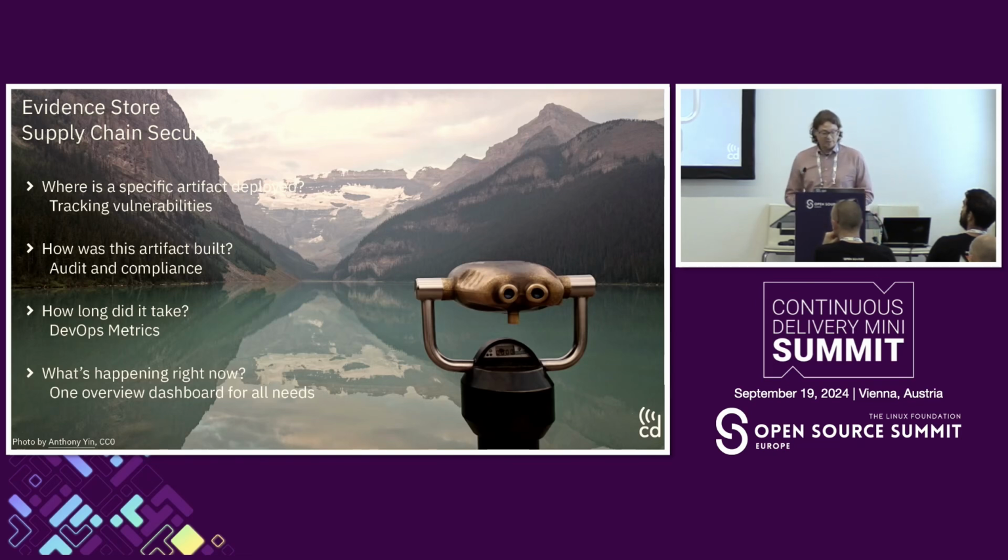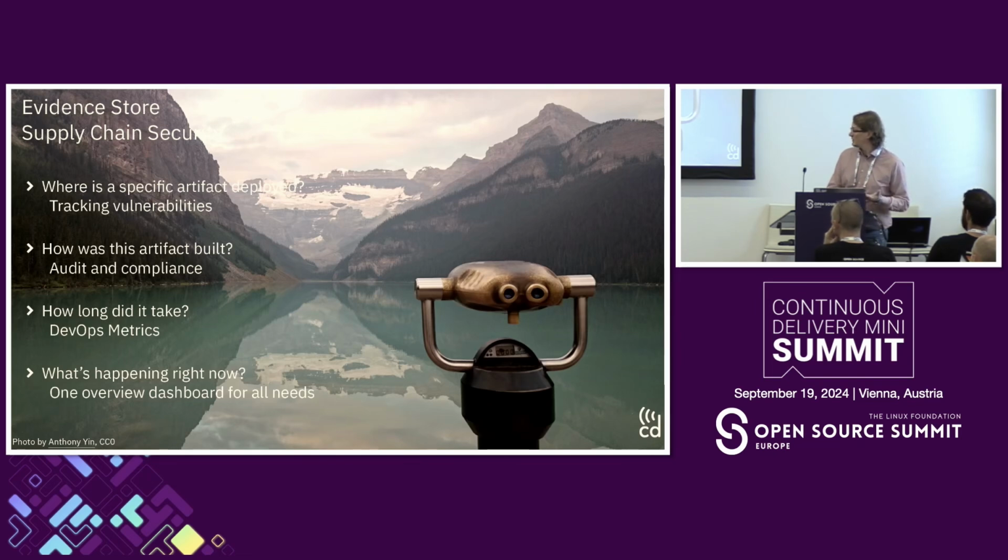For instance, if you want to answer a question like, where is a specific artifact deployed? Because you know that a certain version of an artifact has a certain vulnerability and you're trying to track it down, you need to know which environments you need to patch to get rid of it. Or maybe you want to know how an artifact was built: who was involved in approving the build of that artifact, what source code was used, what the build pipeline looked like at the moment the artifact was built, because the build pipeline may also change over time, and so forth.